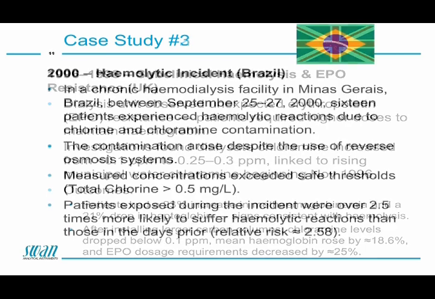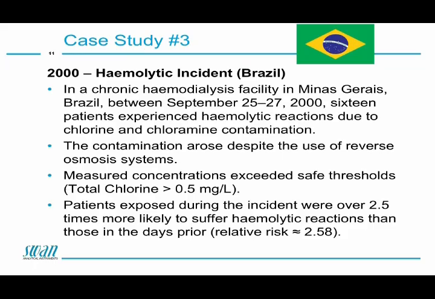We have another case study then in 2000 in Brazil. In this situation, a chronic hemodialysis facility, in around September 2000, 16 patients experienced hemolytic reactions due to chlorine and chloramine contamination. The contamination arose despite the use of RO systems. The measured concentrations exceeded the safe thresholds. They were around about or more than 0.5.